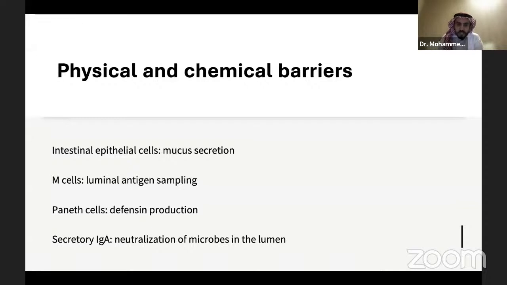Another specialized cell in the GI tract is the Paneth cell, which produces defensin, another molecule that has anti-inflammatory and anti-pathogen properties. We also know about the secretory IgA. IgA is the most abundant immunoglobulin in the body. Although not in the blood, in the body as a whole it's the most abundant one, mainly in the GI tract and the respiratory tract. The purpose of secreting this IgA is to neutralize the microbe and reduce the load of pathogen throughout the GI tract.